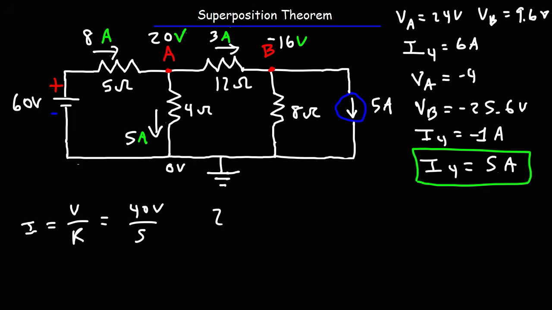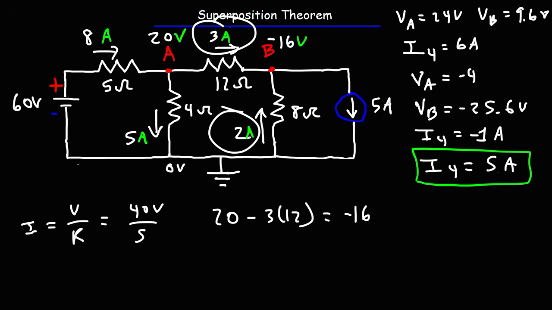And it makes sense. 20 volts minus 3 times 12 will give us a potential at point B, which is negative 16. And then negative 16 divided by 8 gives us a current of negative 2 amps. Now the current is going to flow from a high potential to a low potential. So it's going to be flowing towards point B. So we have 2 amps flowing in that direction. Now we can confirm the currents here because we have 3 plus 2, which adds up to the 5 amp current flowing in this direction.